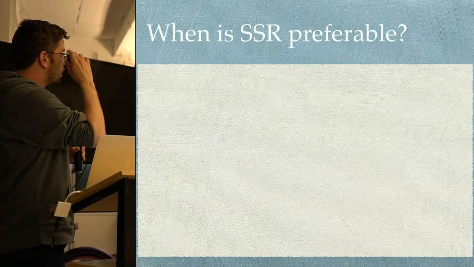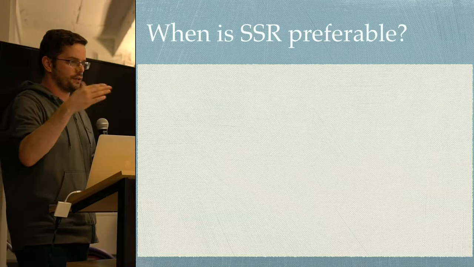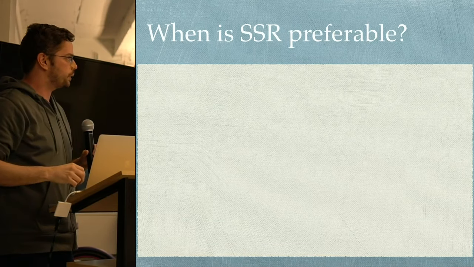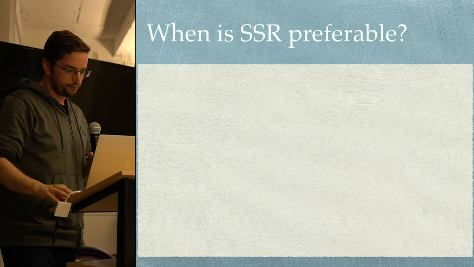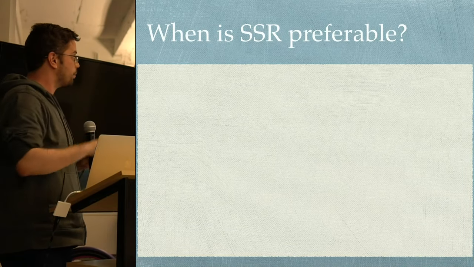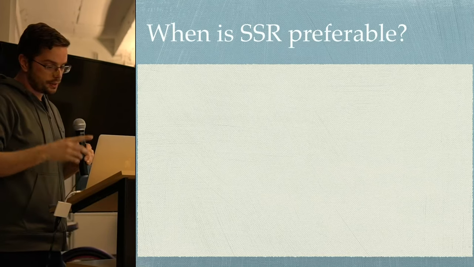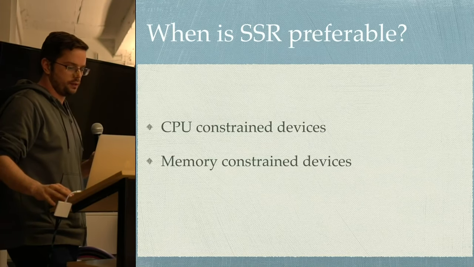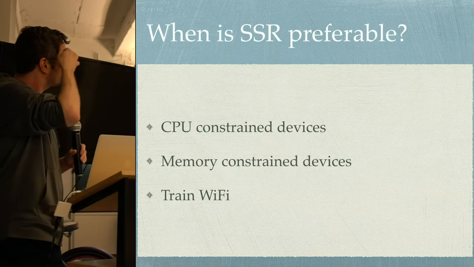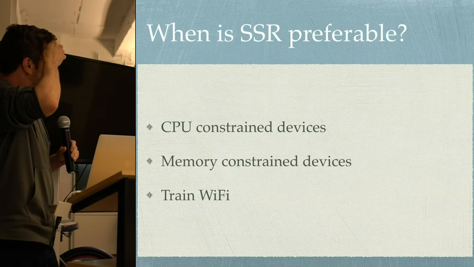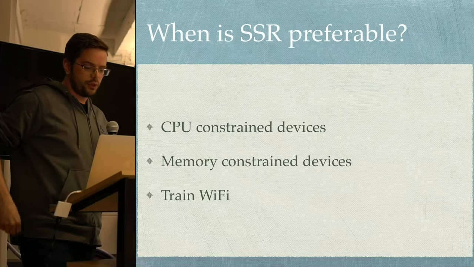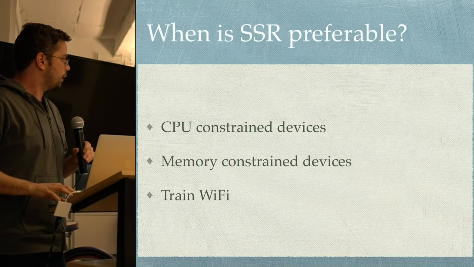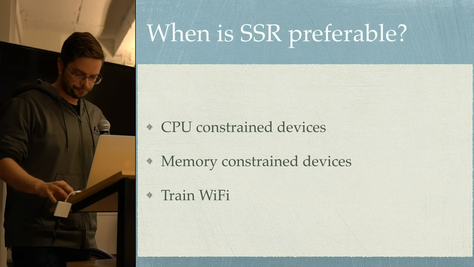So, in the context of SSR from what we talked about earlier, once again, it's not Rails or PHP or something. Sorry, I don't mean that as a knock, I apologize. When is it preferable? CPU constrained devices, memory constrained devices, train Wi-Fi when you have really bad Wi-Fi. There are a million reasons why you might want to use fastboot or server-side rendering.